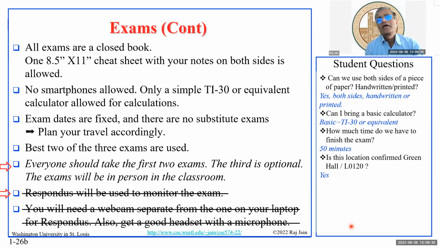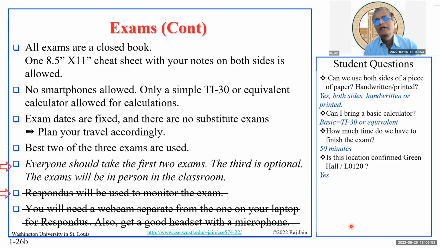How much time do we have to finish the exam? The exam is 50 minutes. It starts exactly at 1 and finishes at 1:50. Is this location confirmed, Green Hall L0120? The answer is yes. Okay.